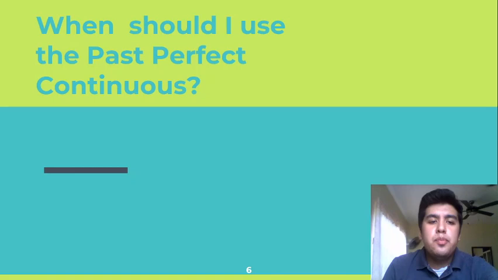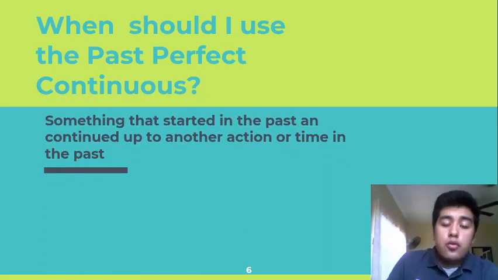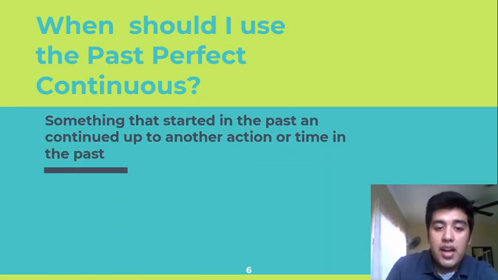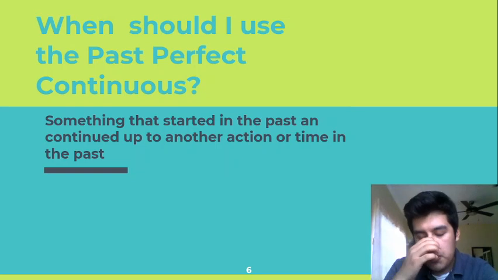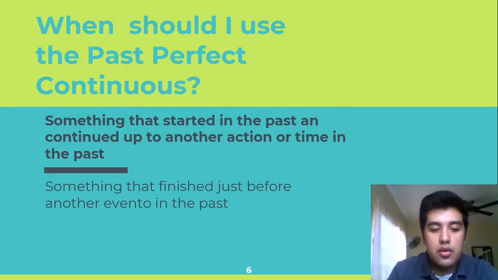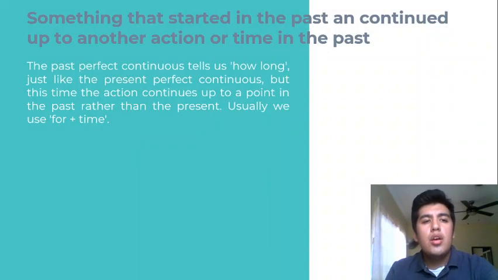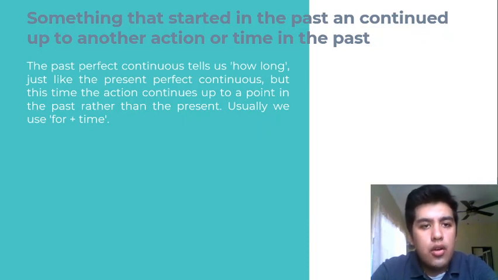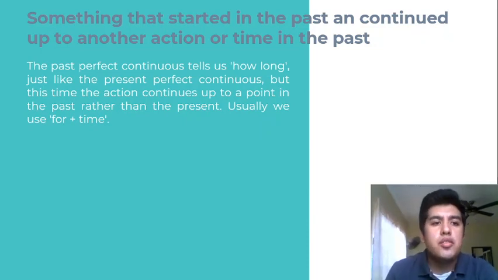When should I use the past perfect continuous? We use it for something that started in the past and continued up to another action or time in the past. Something that finished just before another event in the past. Sorry, right here it says "evento" like in Spanish, but it's a mistake only.